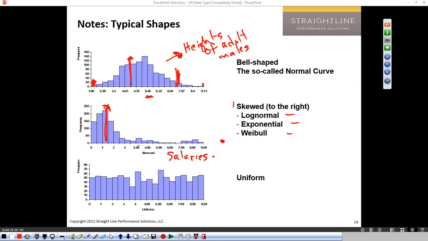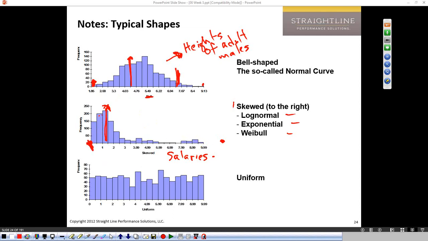How about a process example? Any thoughts on that one? We'll leave that open for just a moment. But the rule of thumb is anywhere where you're limited on one side and unlimited on the other.